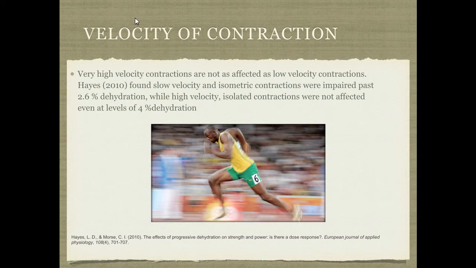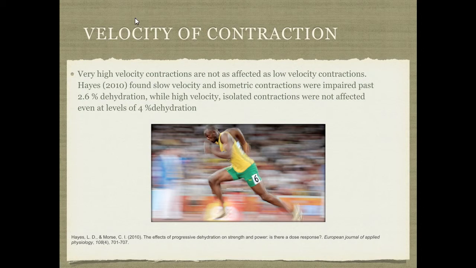One thing I do want to point out is that velocity of contraction does make an impact on the outcome. So very high velocity contractions are not as affected as low velocity contractions. That's important. Let me say that again. Very high velocity contractions are not as affected as low velocity contractions. Hayes actually found that slow velocity and isometric contractions were impaired past 2.6% dehydration, while high velocity isolated contractions were not affected even at levels of 4% dehydration.